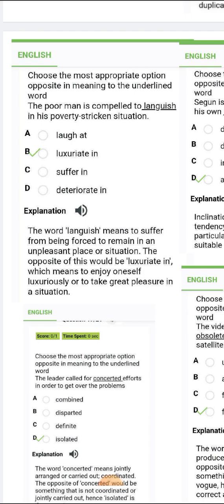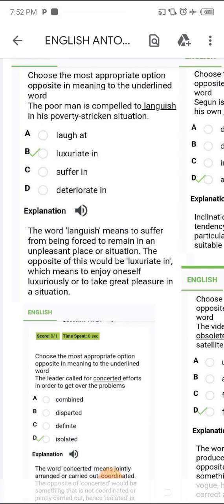So you have the language. Now they will write antonym, there is literate in. The word language means to suffer from being forced to remain in an unpleasant place or situation. So the opposite of this would be literate in, which means to enjoy oneself luxuriously, or to take great pleasure in a situation.